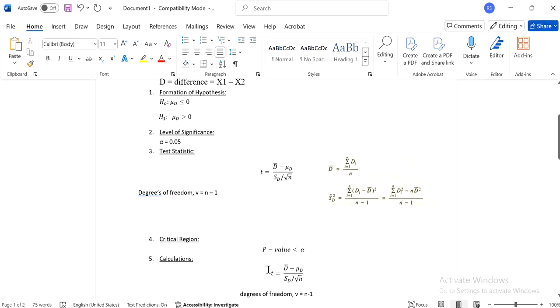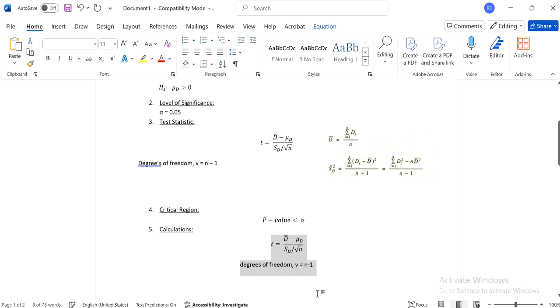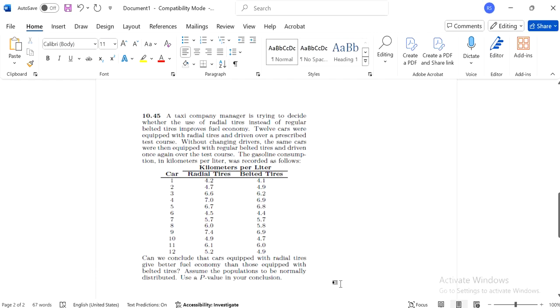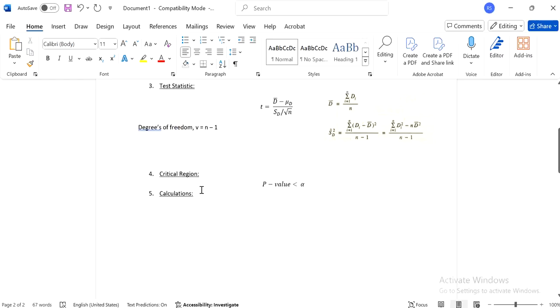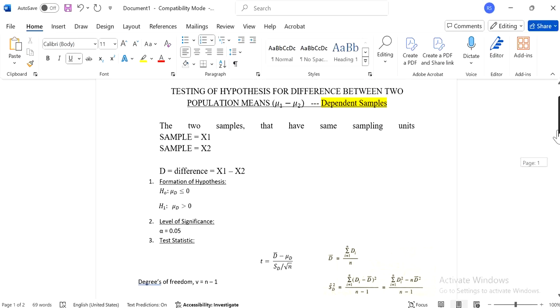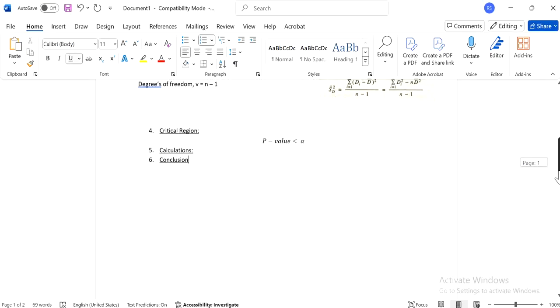The next step is calculations. So we are moving to the example. We will calculate, and in step 6 we will conclude. We will give the conclusion. So this is the whole procedure for testing of hypothesis in case of difference between means. Let's move to the example.